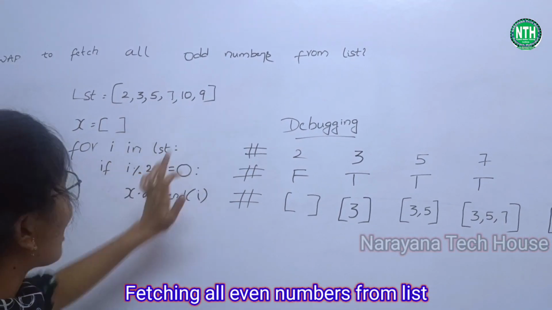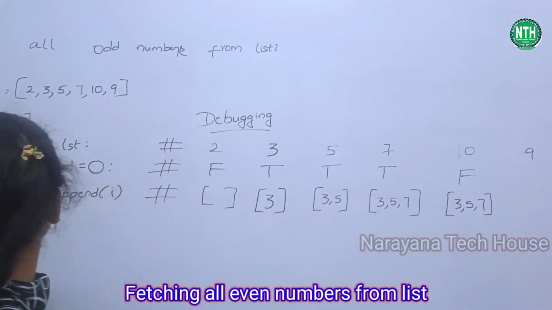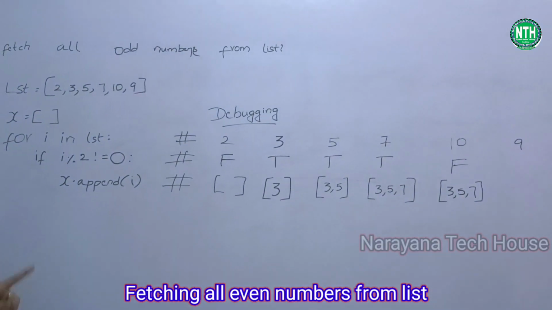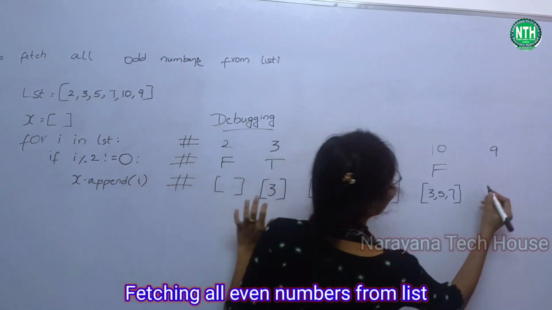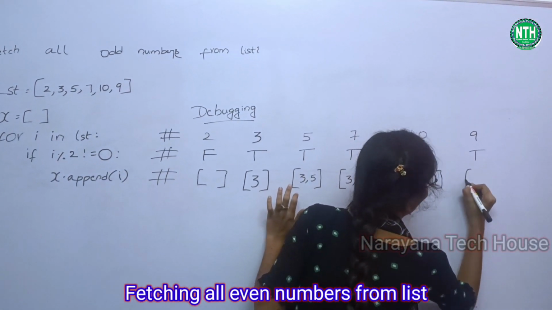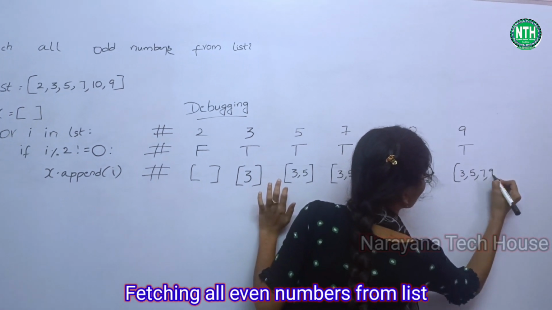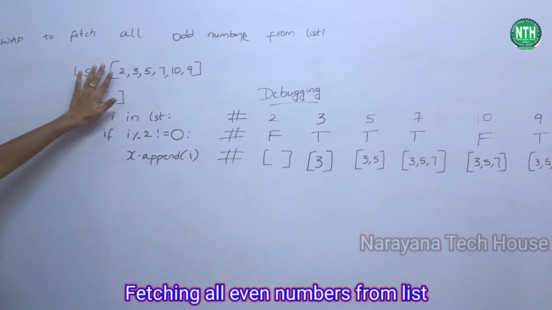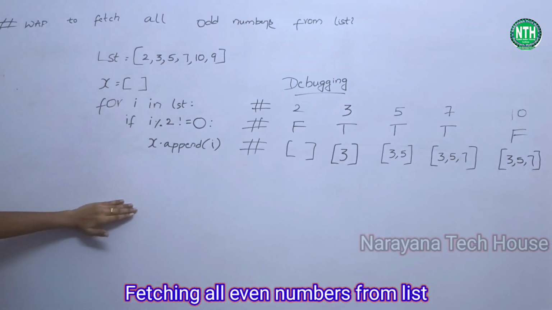And again the last element is 9. So 9 modulus 2, the result is 1. 1 not equals to 0. So it is true and the element is added to the list. Here the elements are over, so the iterations are all completed.